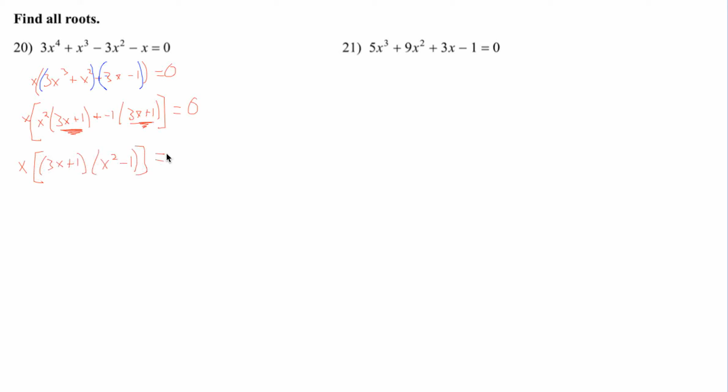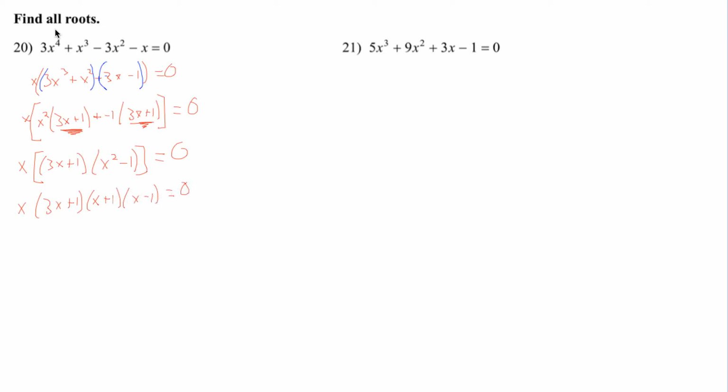Now that we have all multiplying, these brackets aren't necessary. And at the same time, we recognize this as a perfect difference of squares, so we can factor this to x plus 1 times x minus 1.